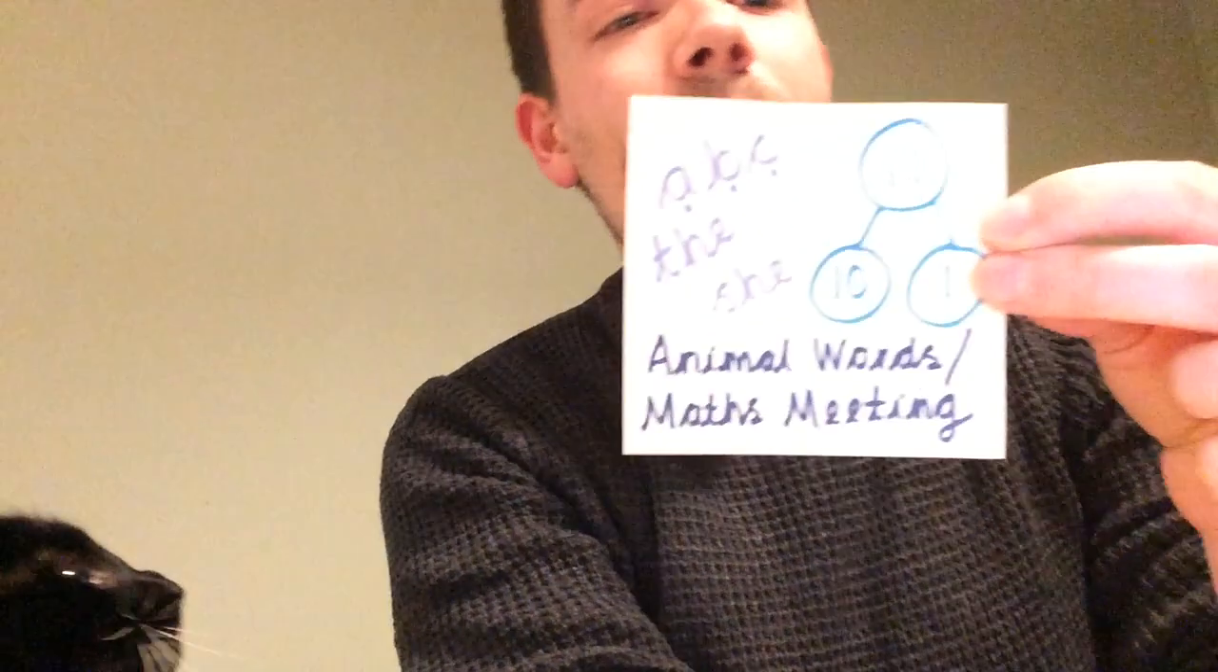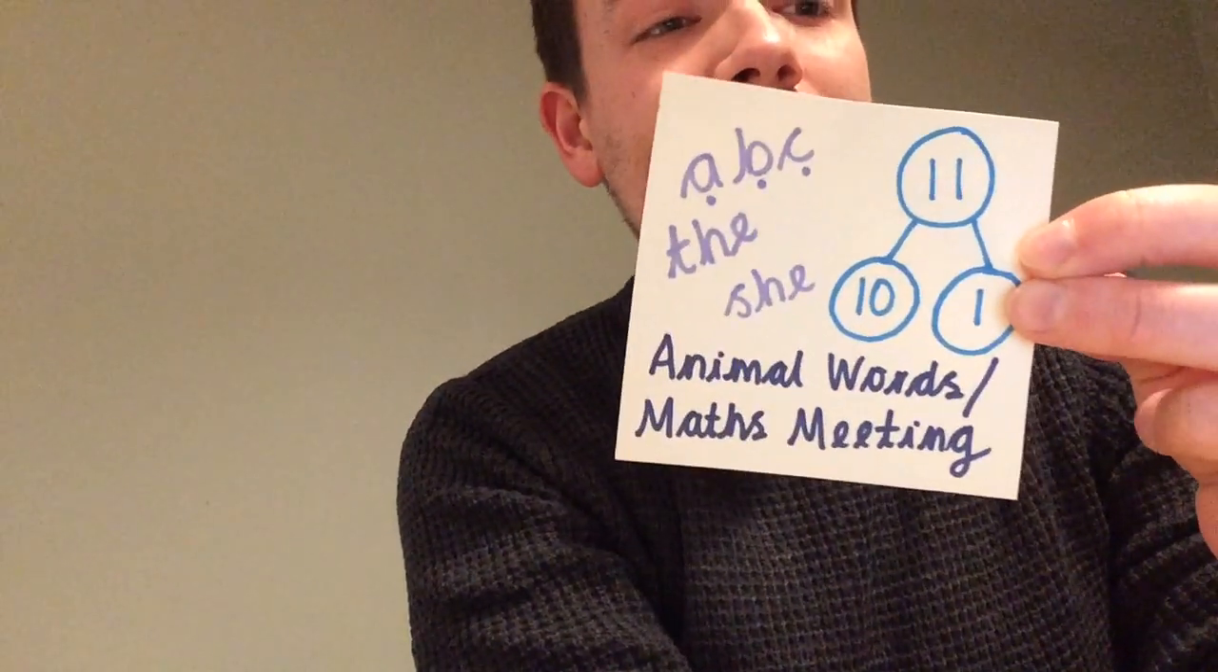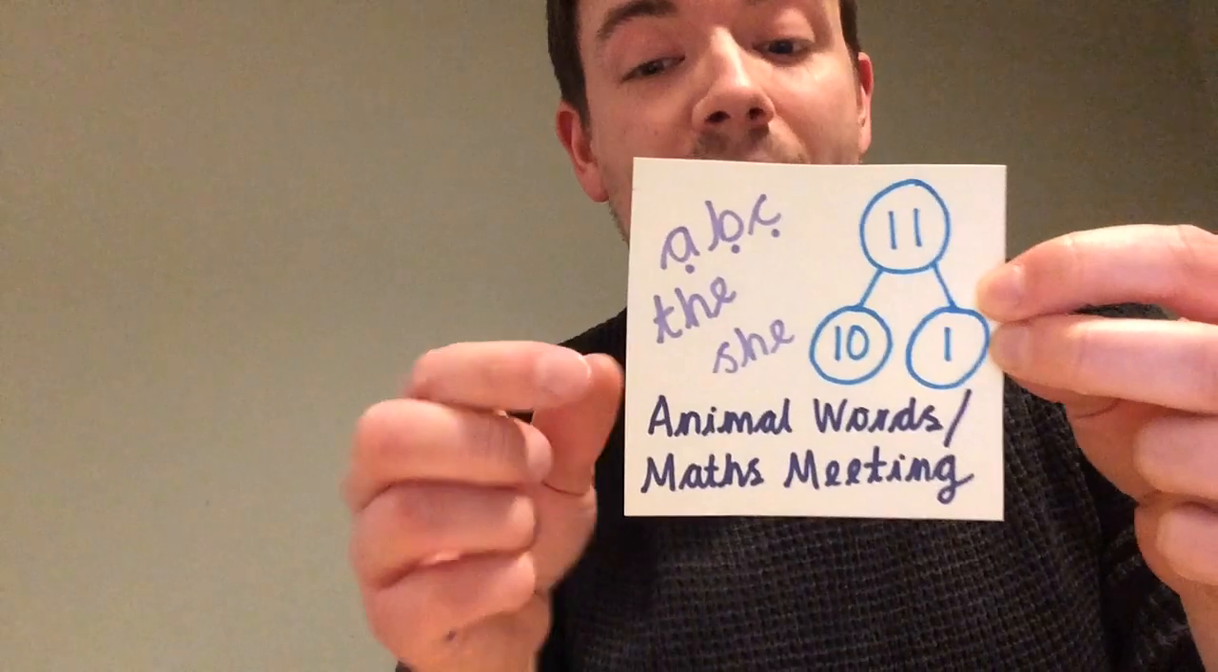Okay. Right, so today's little challenge that we would do for our animal word or maths meeting time is going to be our animal words today, okay? Now, first of all, we'd think a little bit about the date. Now, today is Monday, so it is the 11th of January. So my first little challenge for you is to see if you can think about that number 11.